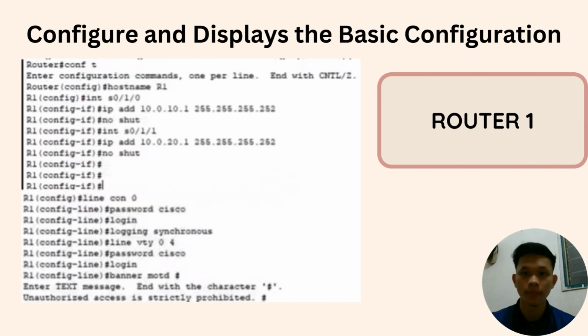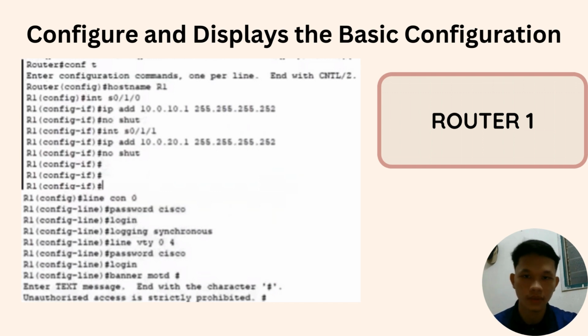Next, Task 2 is to configure and display the basic configuration. For Router 1, we need to enter interface serial 0/1/0 and enter the IP address 10.0.10.1 and subnet mask 255.255.255.252, and then no shutdown. Next, enter interface serial 0/1/1 and add the IP address 10.0.20.1 and subnet mask 255.255.255.252, and then no shutdown.